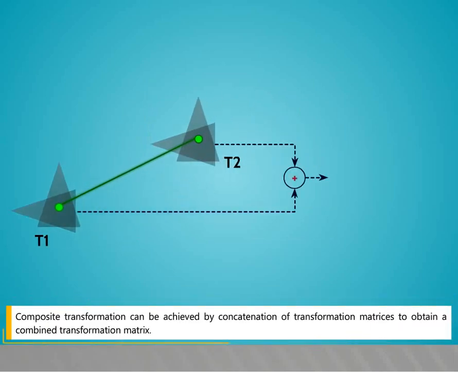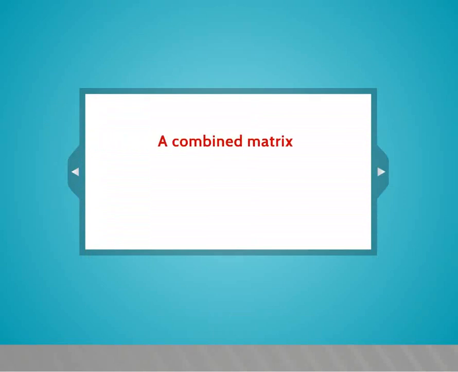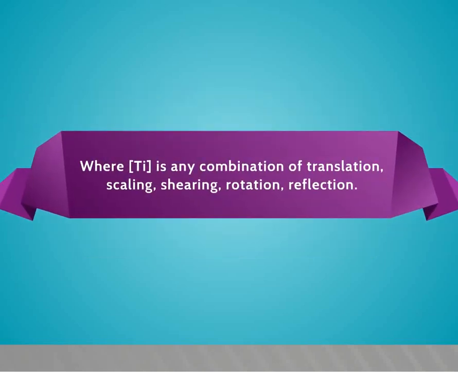Composite transformation can be achieved by concatenation of transformation matrices to obtain a combined transformation matrix. A combined matrix T into X is equal to X into T1 into T2 into T3 into T4 up to Tn, where Ti is any combination of translation, scaling, shearing, rotation, reflection.